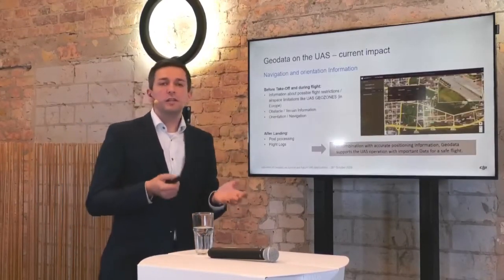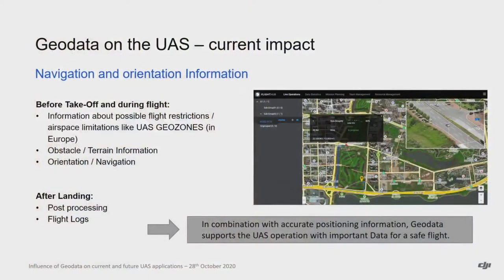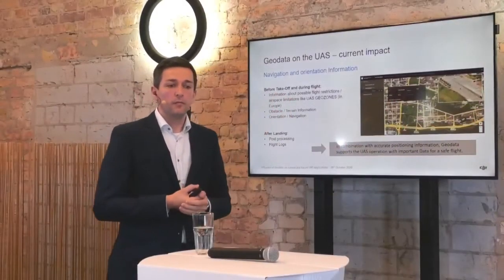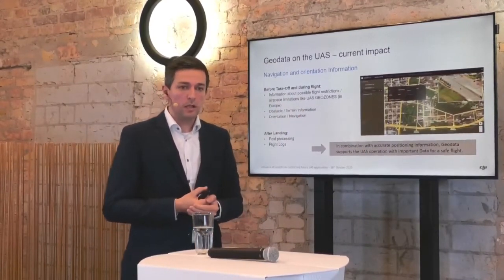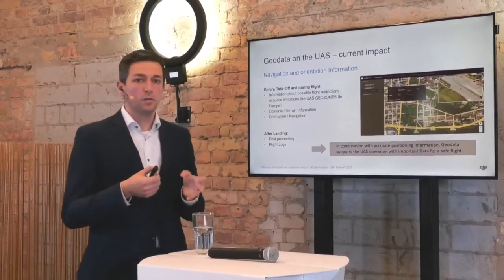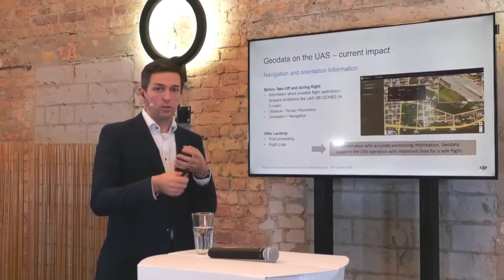How is geodata used at the moment on the drones? It's mainly used for, as it's written here, navigation and orientation information. When you have a typical use case, like flying a drone around, you use the geodata on your display as a pilot to navigate and orient yourself. Where is the drone flying in the air, what you see and what is on the map. We heard yesterday that in the near future in Europe we will need to deal with geozones. So the pilot also needs the information if there are no-fly zones or geozones which could affect the flight or the operation.